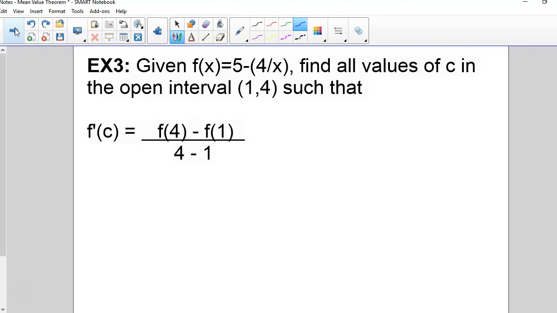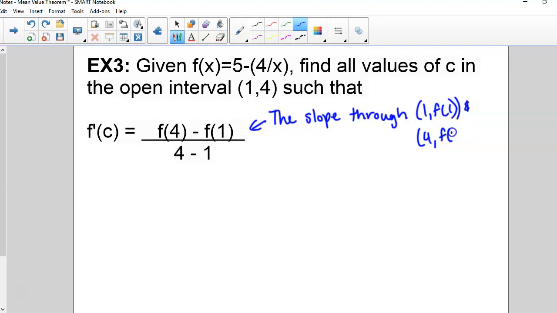This particular problem is something that you might see. It really doesn't say it's the mean value theorem at any point. But what we want to know is where the derivative equals the slope through the endpoints, right? Because we've got f of 4, f of 1, 4, and 1. So this right here is the slope through (1, f of 1) and (4, f of 4).